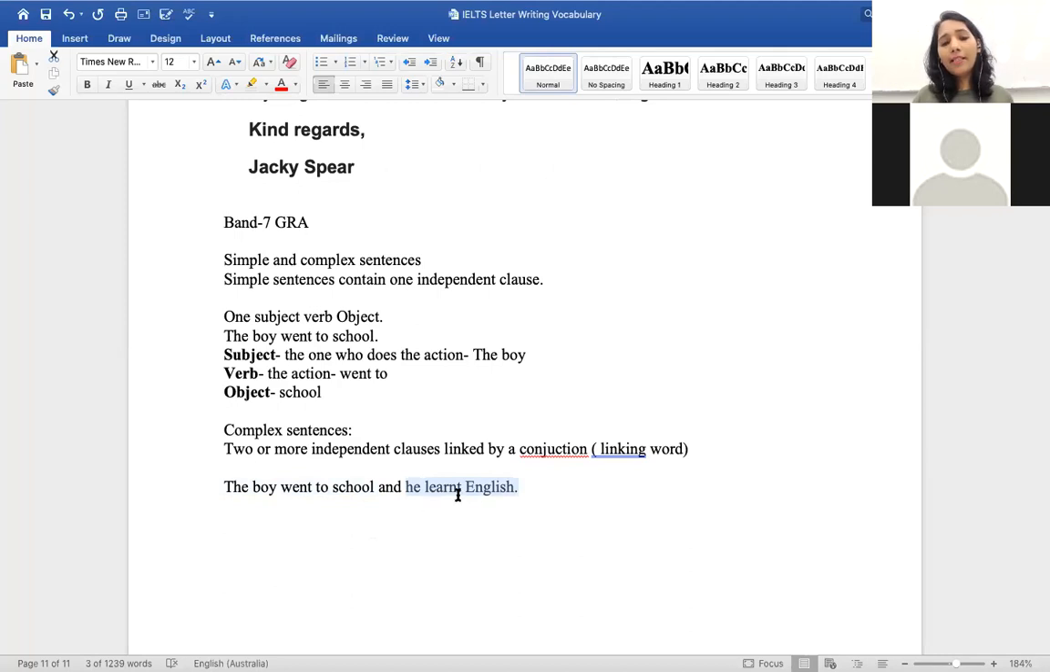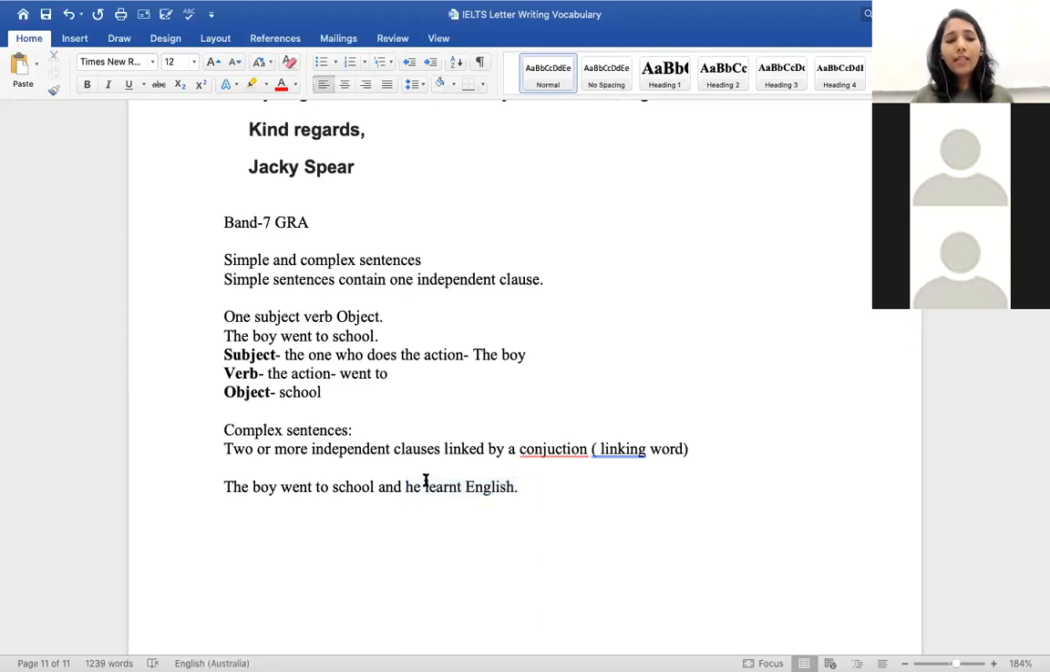This is also a complete sentence. There is a subject, verb, and an object. These two independent clauses are linked by a linking word. This is and. Can you see this? So this is a complex sentence. Am I being clear to you? So in complex sentences, when we add a linking word, then they become complex sentences.